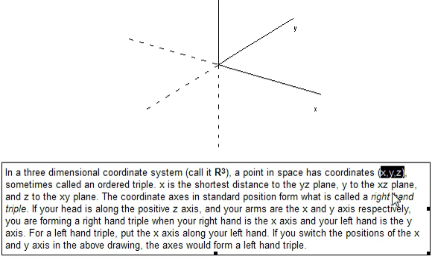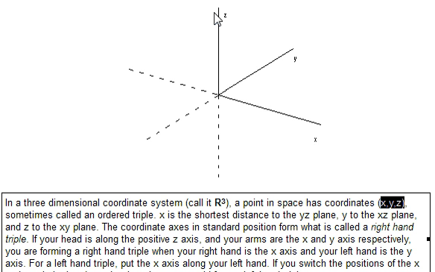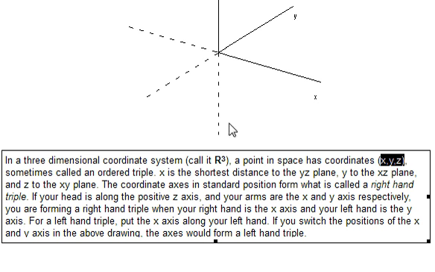So the coordinate axes in standard position form a right-hand triple. I already said that, didn't I? So if your head is going along the positive Z-axis and your arms are the X and Y axes respectively, you are forming a right-hand triple when your right hand is the X-axis and your left hand is the Y-axis. Okay? Can you picture that? Your head is the Z-axis, your left hand's the Y-axis, your right hand's the X-axis. And if you were upside down, that would be a left-hand triple, if the Z was turned this way.